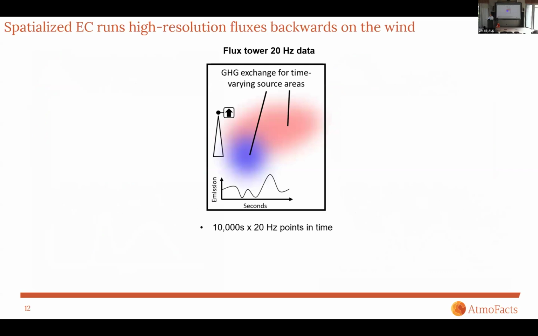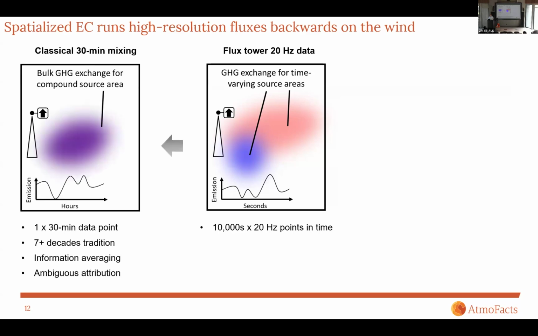One way to go about this is to run high resolution fluxes backwards on the wind, ending up in a spatialization procedure. We do have 10 hertz, 20 hertz data points per second in our original eddy flux data. We already have them in our pocket. They're sitting somewhere in the database, but we don't typically readily use them.